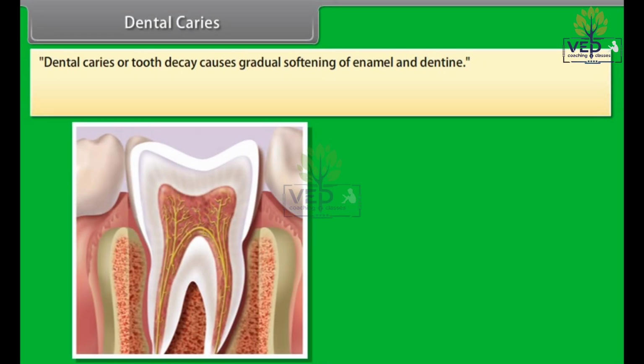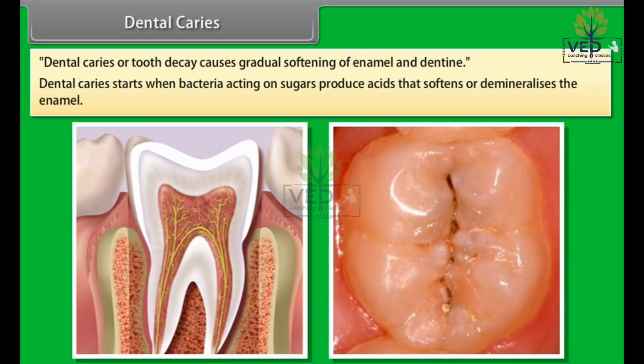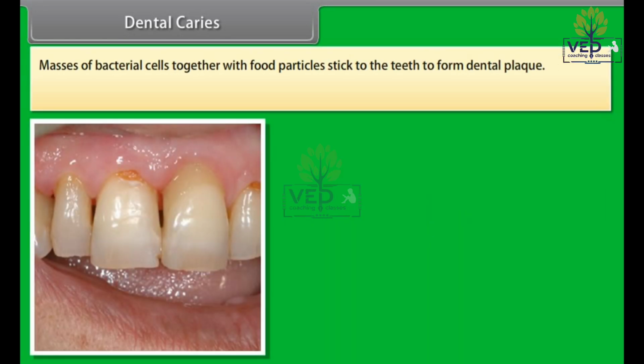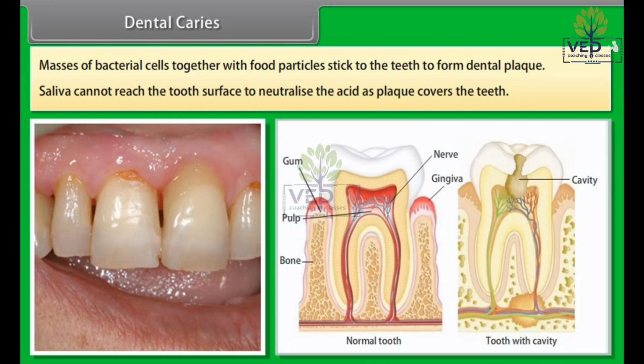Dental caries. Dental caries or tooth decay causes gradual softening of enamel and dentine. Dental caries starts when bacteria acting on sugars produce acids that soften and demineralize the enamel. Masses of bacterial cells together with food particles stick to the teeth to form dental plaque. Saliva cannot reach the tooth surface to neutralize the acid as plaque covers the teeth.